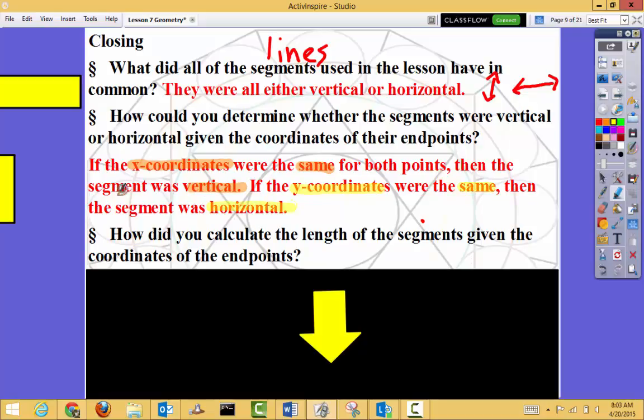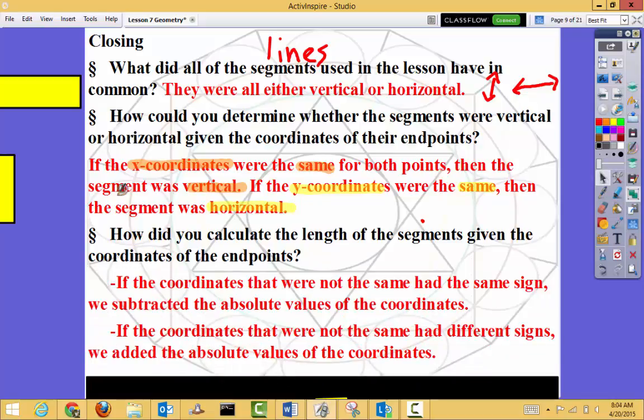Then they are horizontal. How did you calculate the length of the segments given the coordinates of the endpoints? Well, this is what I had you write down earlier. The coordinates were not the same because they didn't have the same sign. Then we subtracted them. So if I had a positive and a negative, I subtracted the absolute value. If they were the same, then I would add the absolute value.